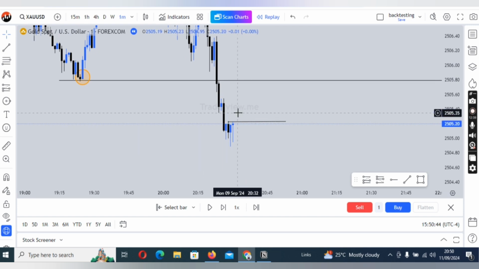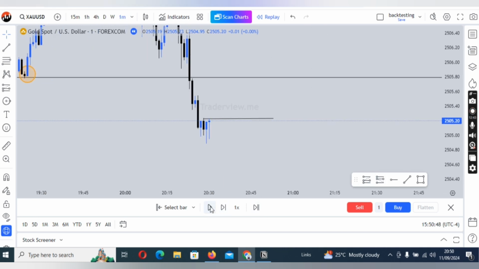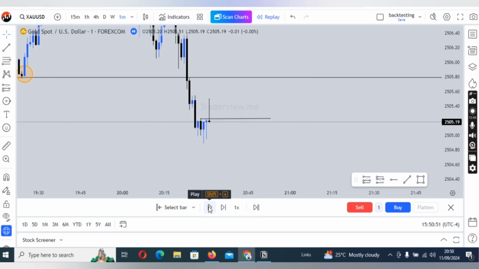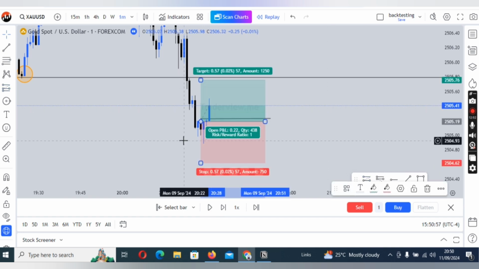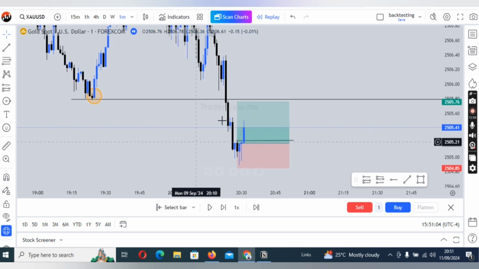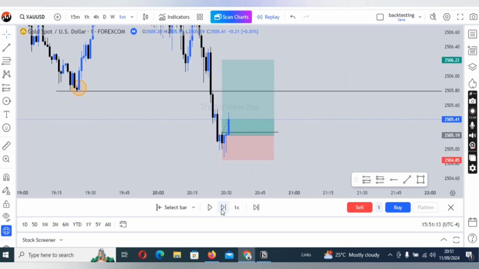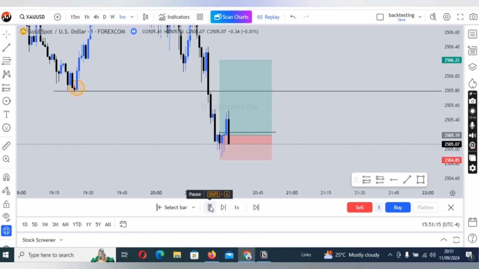Once price violates this swing high, remember this is on the 1 minute time frame, we take our entry. Price has violated this candle. Now it has violated this swing high. My entry will be here, and my stop loss will be just a little bit below this low. Remember what I told you, guys. So my target will be what? 1:3. This is enough for me. So I'll play price and let's see how it goes.